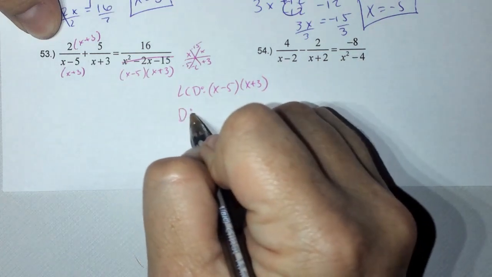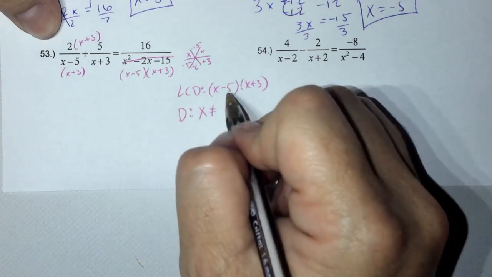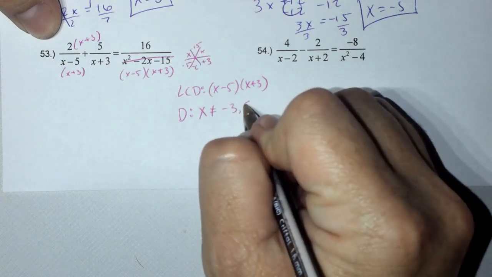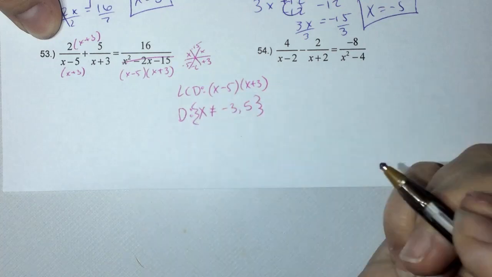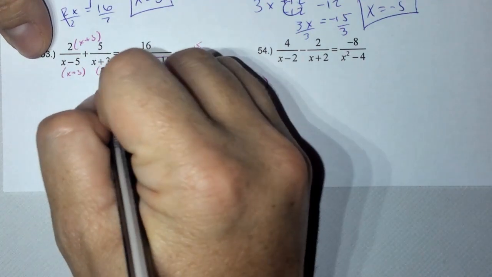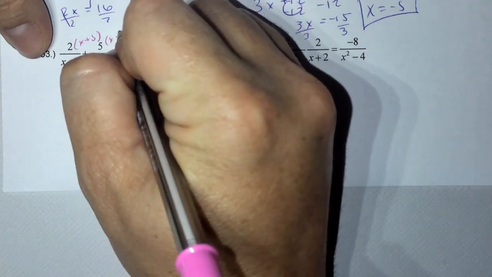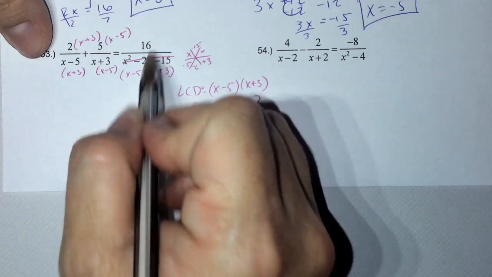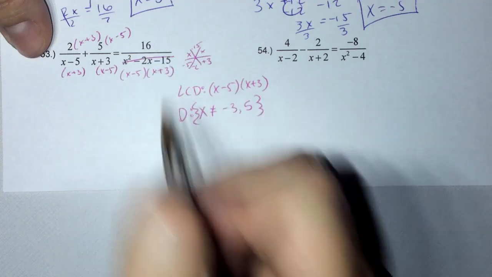Therefore, my domain, x cannot equal what cancels a negative 5 is a positive 5. What cancels a positive 3 is negative 3. Okay, so this has both. This has both. This only has x plus 3, so it needs the x minus 5. Now they all have both. I did not have to change this one to have both. It already had both, so do not change the top.